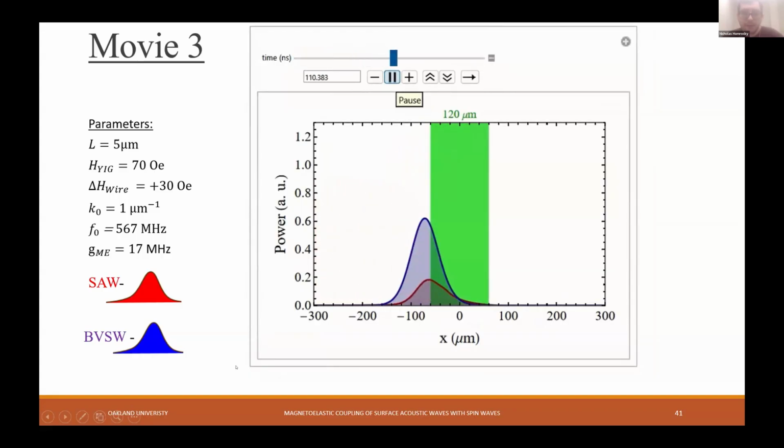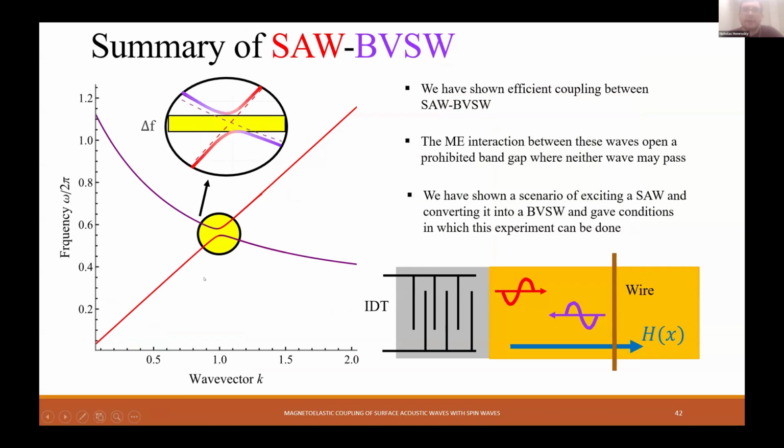And then just for movie 3, where we have a very wide wire diameter, the surface acoustic wave comes in, and the backward volume spin wave packet actually stretches out a little bit asymmetric within the tail. So there does become a point where it just becomes wider instead of more of a concentrated peak of power.